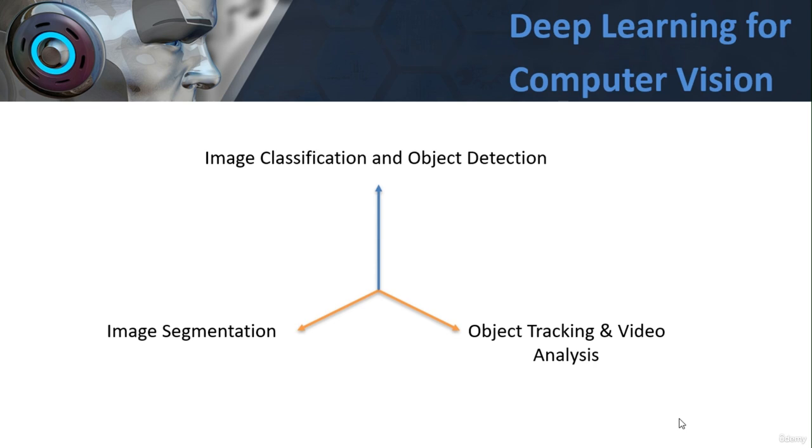Last one, we have object tracking and video analysis. It plays a vital role in surveillance, robotics, and augmented reality. The subsections cover single object tracking techniques, including correlation filters and Kalman filters. It also dives into multiple object tracking approaches such as SORT and DeepSORT, which enable tracking in complex scenarios.